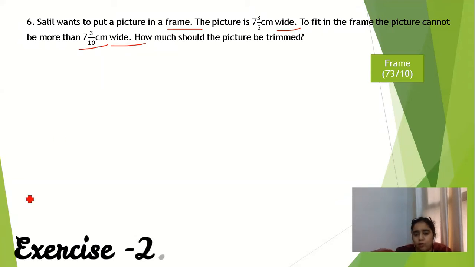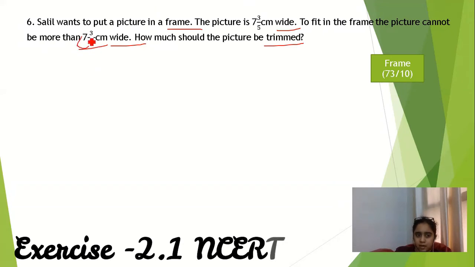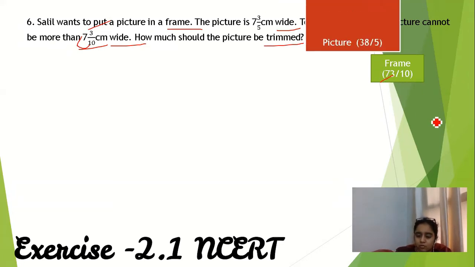And what we have to find out is how much the picture should be trimmed. Means we have to find out how many centimeters we have to cut the picture in order to fit into a frame. So I have made the figure for you so that you will not find any trouble in this question. I have made the frame. Suppose this is the frame and the width of the frame is 7 3/10, and I have solved it for you: 7 multiplied by 10 is 70 and 70 plus 3 is 73. So the width of the frame is 73 upon 10. This is the width of the frame.